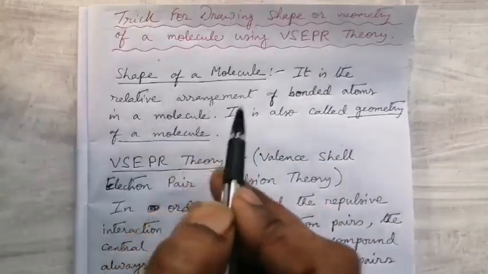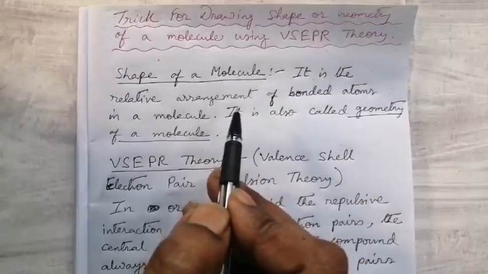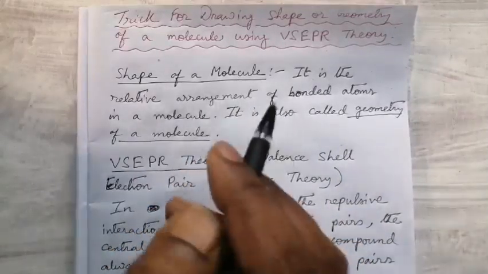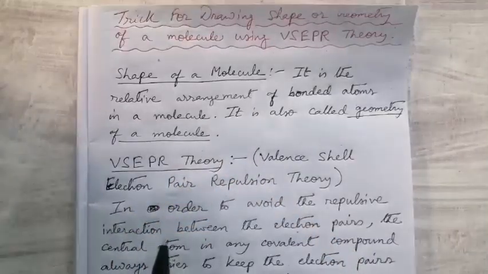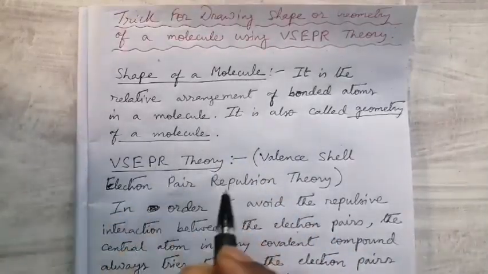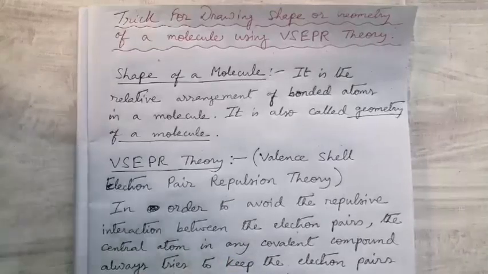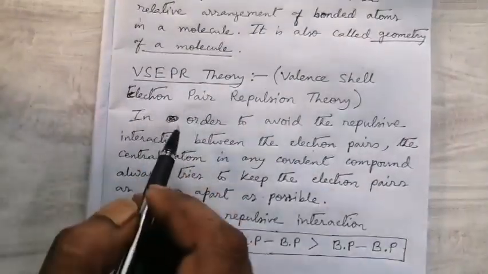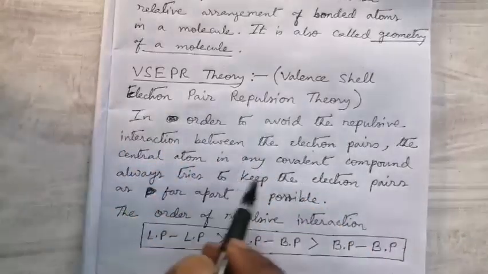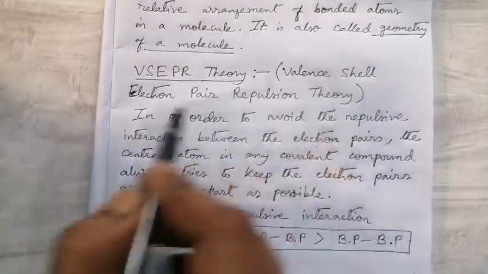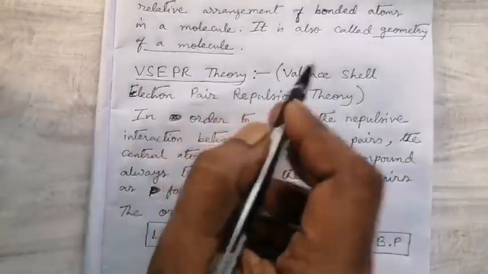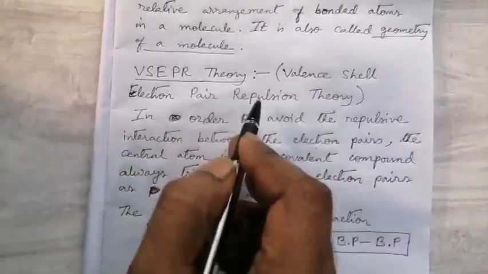The relative arrangement of bonded atoms in a molecule means how the atoms are arranged about a central atom. This we will go into in detail after going through the VSEPR theory. Now, the full form of VSEPR theory is valence shell electron pair repulsion theory.